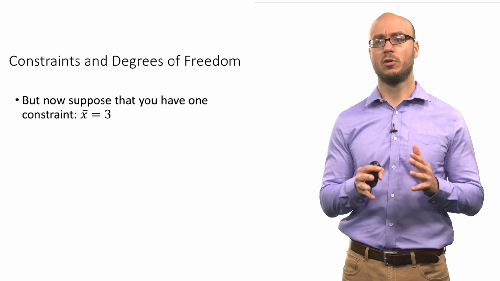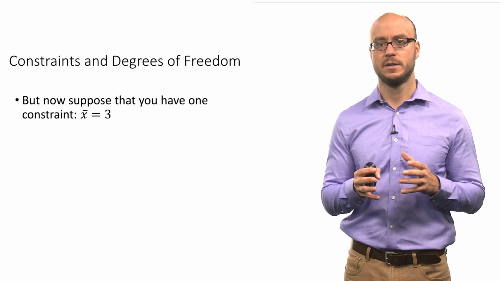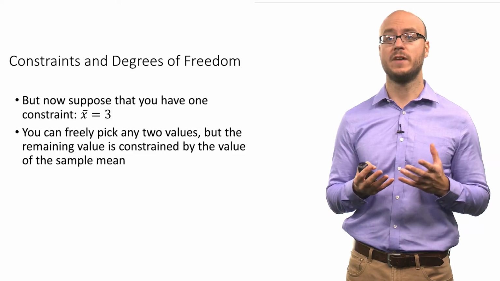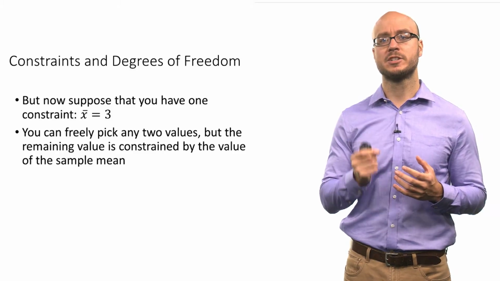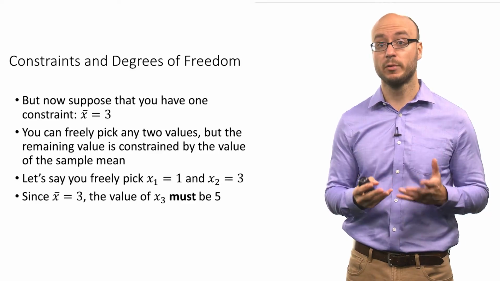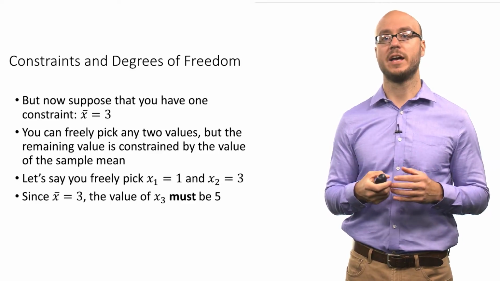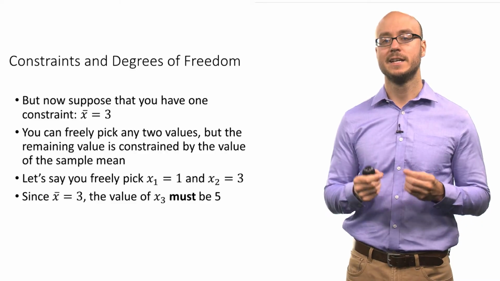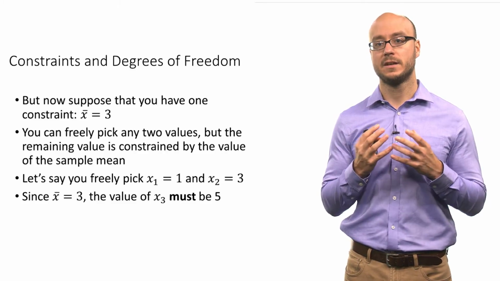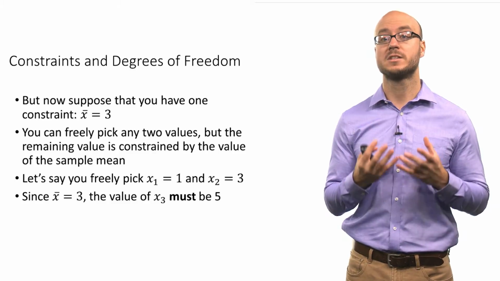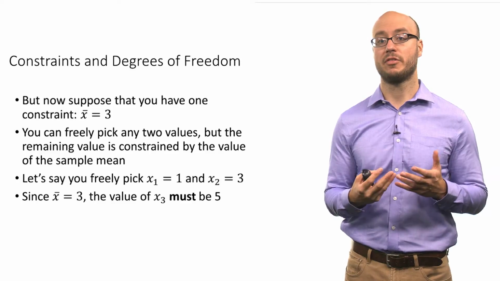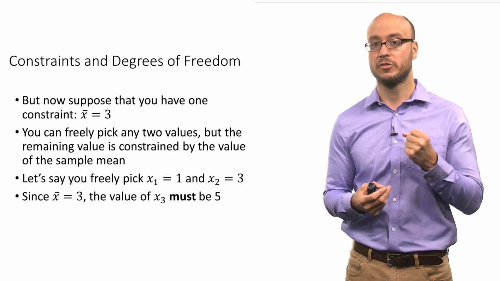But suppose you're told that the sample mean is 3. So you have 1 constraint now. You can freely pick any of those first 2 values, but that remaining value is constrained by the fact that the value of the sample mean is fixed at 3. So suppose you pick the first value as 1, the second value is 3. Since the sample mean is 3, the value of that last observation must be 5. That's because 5 plus 1 plus 3 divided by 3 equals the sample mean 3.